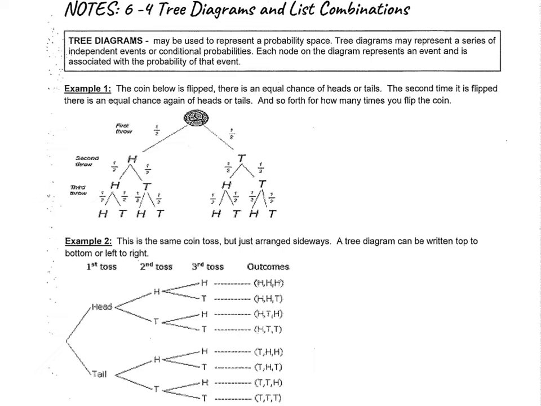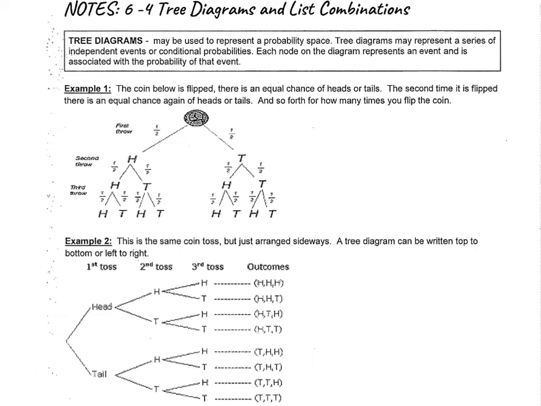Taking a look at example 1, I'm just going to go through and explain this along with example 2. So it says the coin below is flipped. There's an equal chance of heads or tails, something we've talked about a lot. The second time it is flipped, there's an equal chance again of heads or tails, and so forth for how many times you flip the coin.